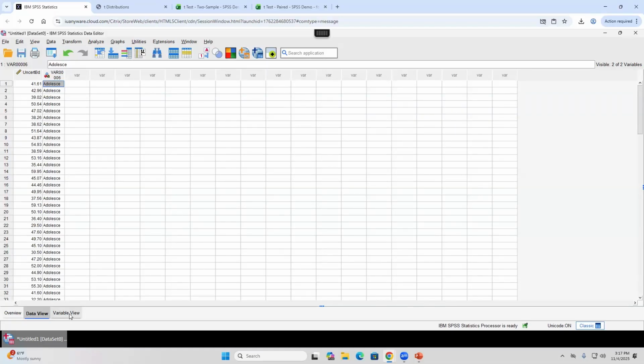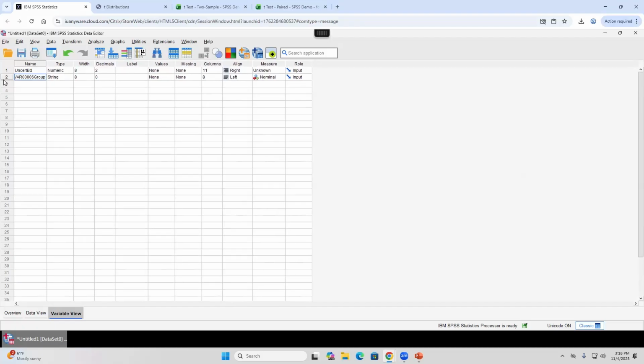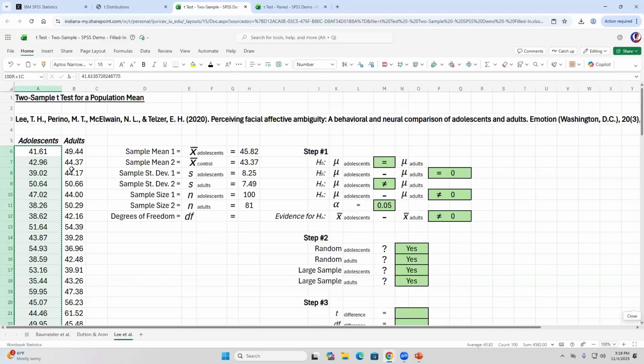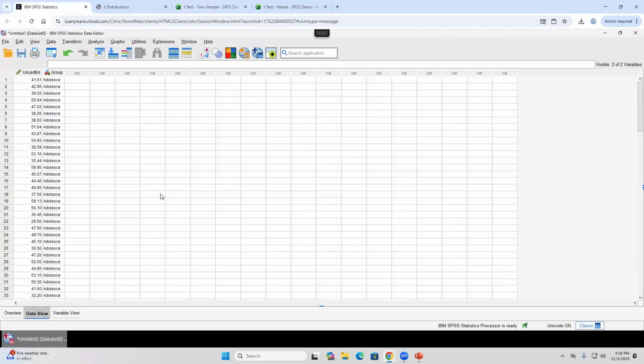And then we go back to variable view, and this is our group. And we go back to data view, and now we have our adolescent scores next to our adolescent group. So far, so good. We go back to the t-test demo. We get the data for the adults. So again, highlight all of the adult data, copy it, go back to SPSS.